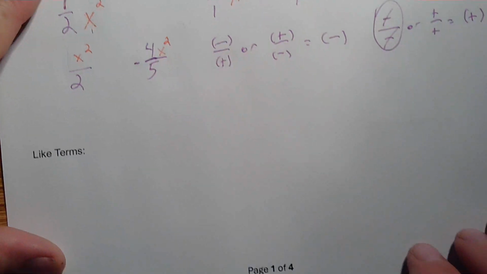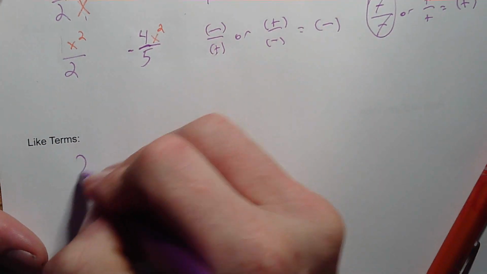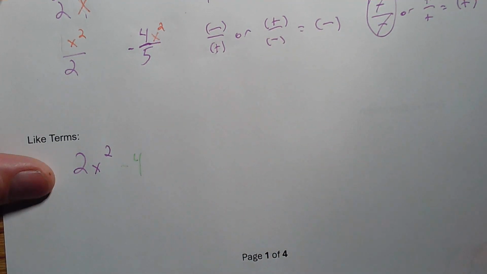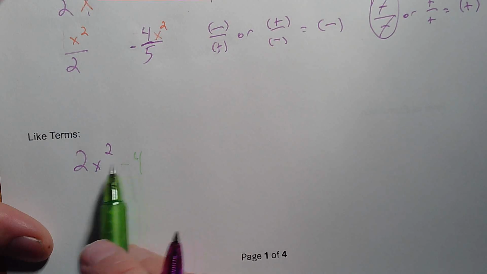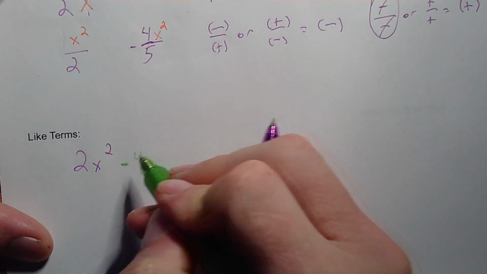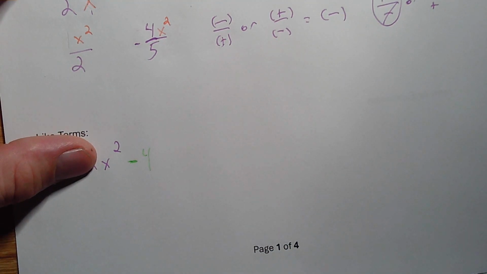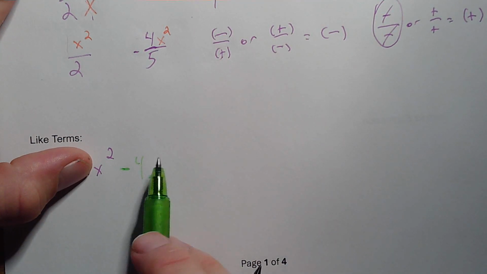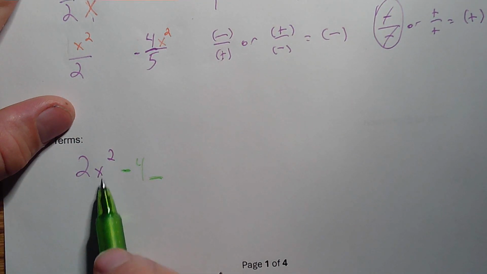Okay, now like terms. When I say a like term, what is a like term? Well, we wrote this up earlier. We said 2x squared and then -4. Well, that's the simplest I can get it because I can't combine these. I can't combine these because they're not like terms. What do I mean by that? In order to combine these, they have to be alike in the variable, right? This one doesn't have a variable, so I can't combine them. This one is like a different species of number. This is an x squared, right?